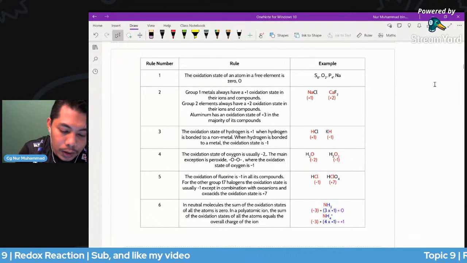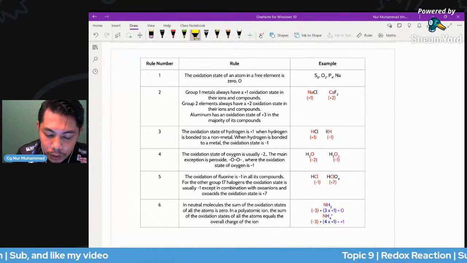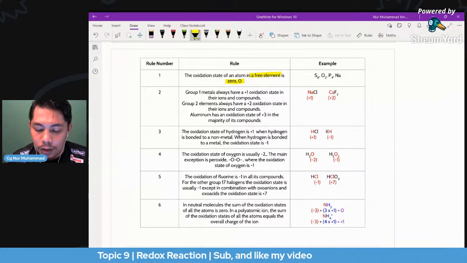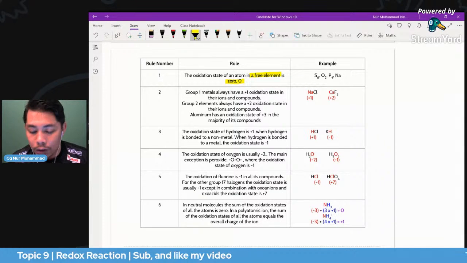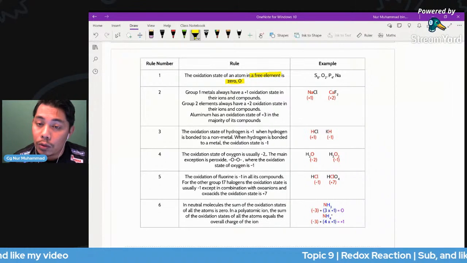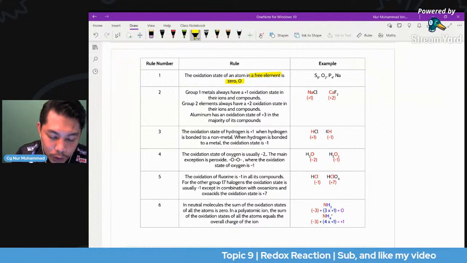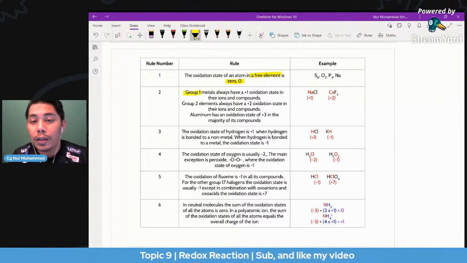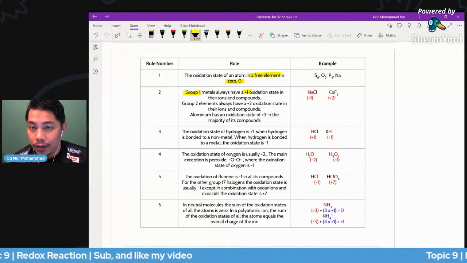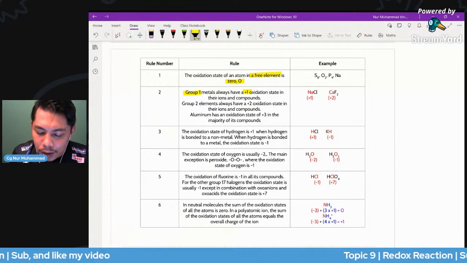Okay, rule saya highlightkan. So you have to remember that any free element have zero charge. Ni pertama sekali kamu kena hafal. Atom, molekul semuanya adalah zero charge. And then you have to memorize charge for group 1. Kenapa? Because all group 1 have positive charge.